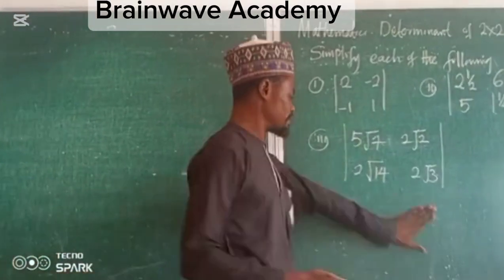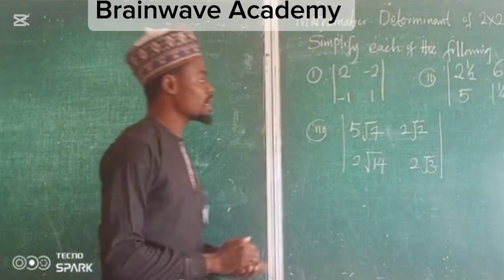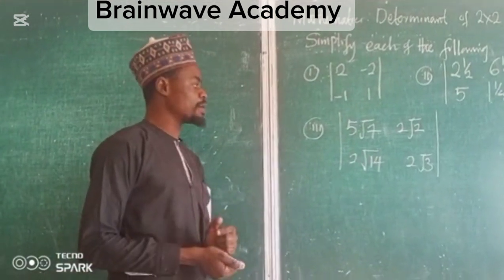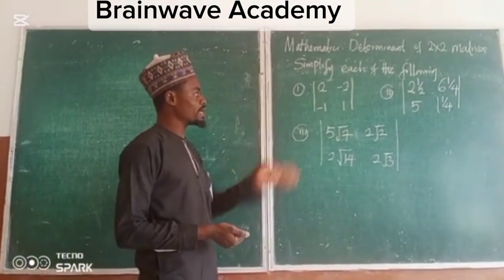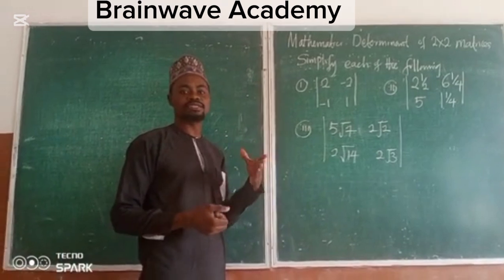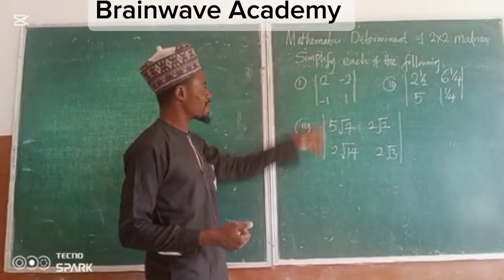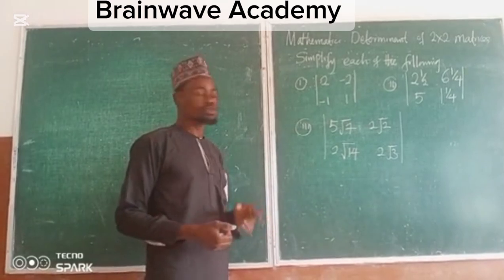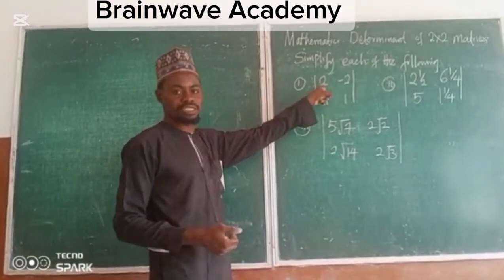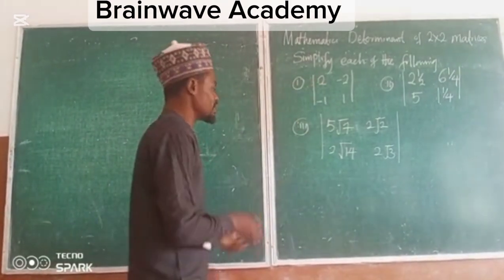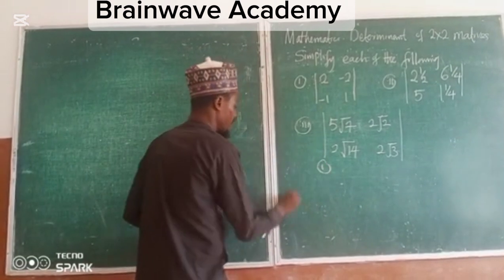We are still on the determinant of 2 by 2 matrices. In my first video, I explained that there's a way they can give you a question, indicatively telling you to find the determinant. When you understand that this straight bracket means determinant, it means we want to find the determinant of these matrices. Very, very easy. From figure 1, we have something like this.